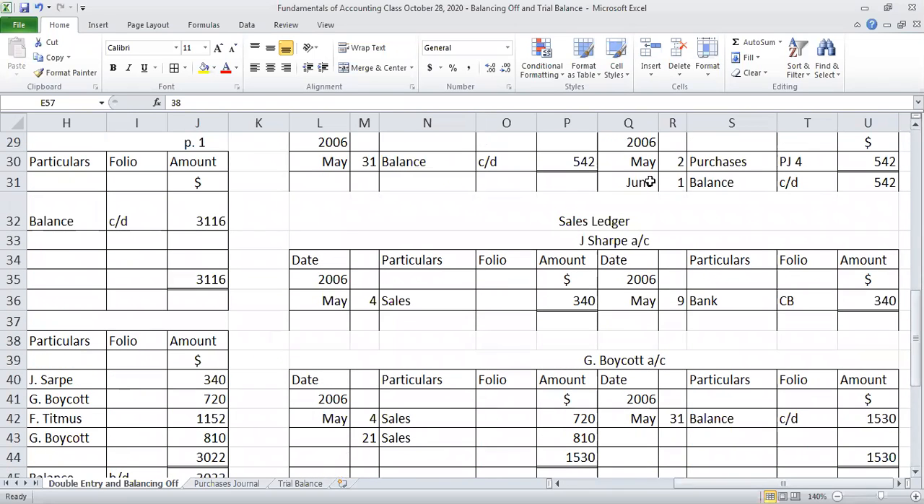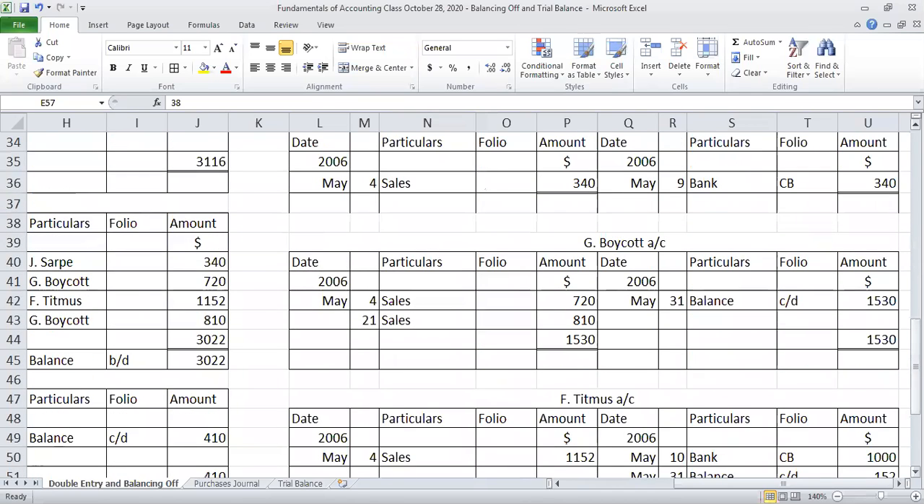In this case, J Sharp has a zero balance, so therefore it would not go in the trial balance. G Boycott now has a balance. Sorry, I should have written June 1 down there. My apologies. So I have June 1, balance b/d 1,530.